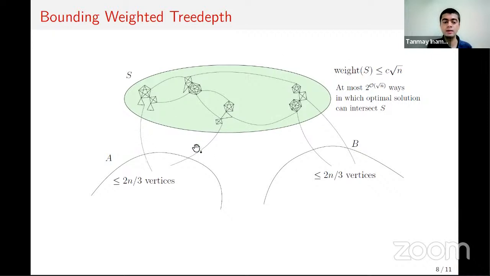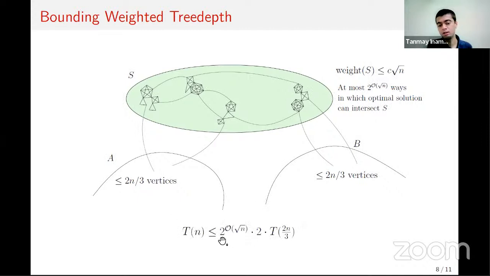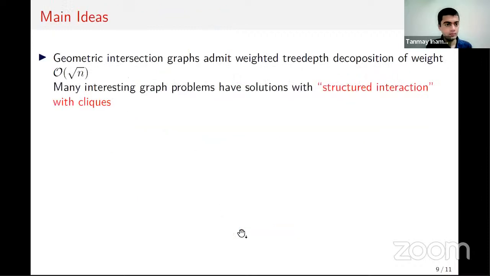So once you delete this separator, your graph breaks down into at most 2 graphs with at most 2n over 3 vertices. And again, these are geometric intersection graphs, so they will have a sublinear weight separator and you can recurse. So this sort of algorithm will lead to this recursion. We make 2 to the order square root of n recursive calls, and then we solve 2 subproblems of size 2n over 3. And you can show that this will lead to 2 to the order square root of n running time.